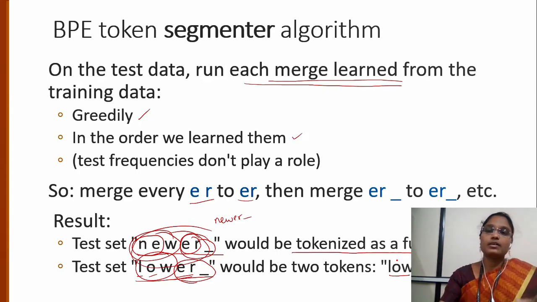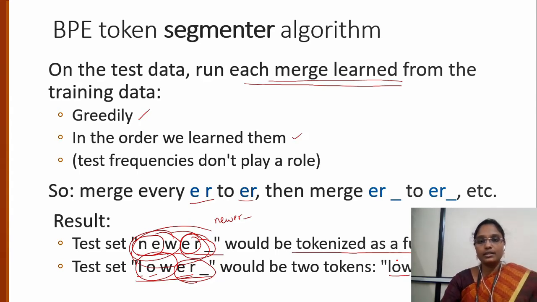So it means that only based on the training data set, what are all the things it has merged and added to the vocabulary, that alone could be identified as a token in its test data set corpus.